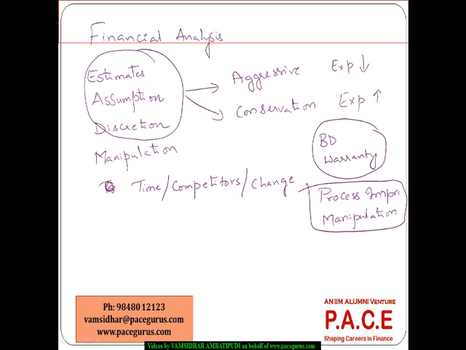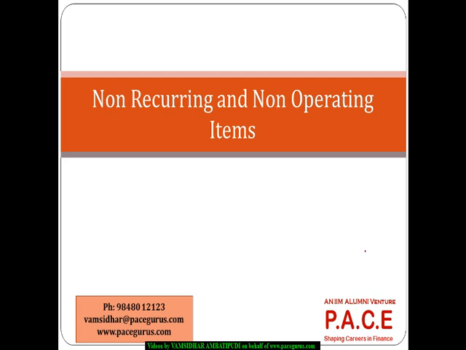So this is what is very important for us to understand from the various expense recognition mechanisms in the financial statements. All right. In this session, I would like to look at how we would be handling the non-recurring and non-operating items in the income statement. What do we mean by non-recurring items? What do we mean by non-operating items? And how are they looked at in the income statement?